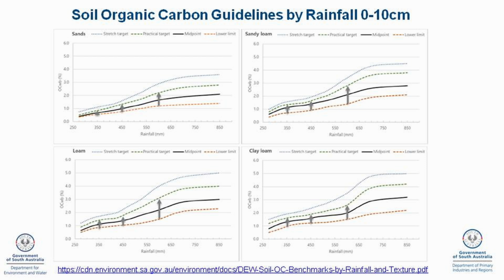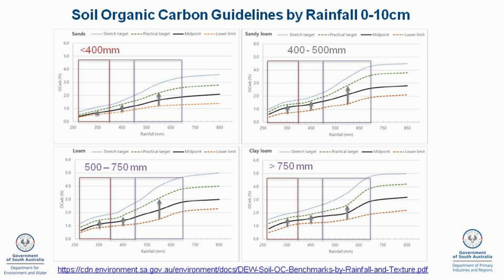These guidelines are basically those tables in a graphical format. Down the bottom you've got increasing rainfall, and up the y-axis you've got carbon concentration, Walkley Black, in 0 to 10 centimetres. Each of those lines, the orange line is at the 25th percentile, the black is the midpoint, the green is at the practical target, the 75th, and the blue dotted line is the stretch goal.